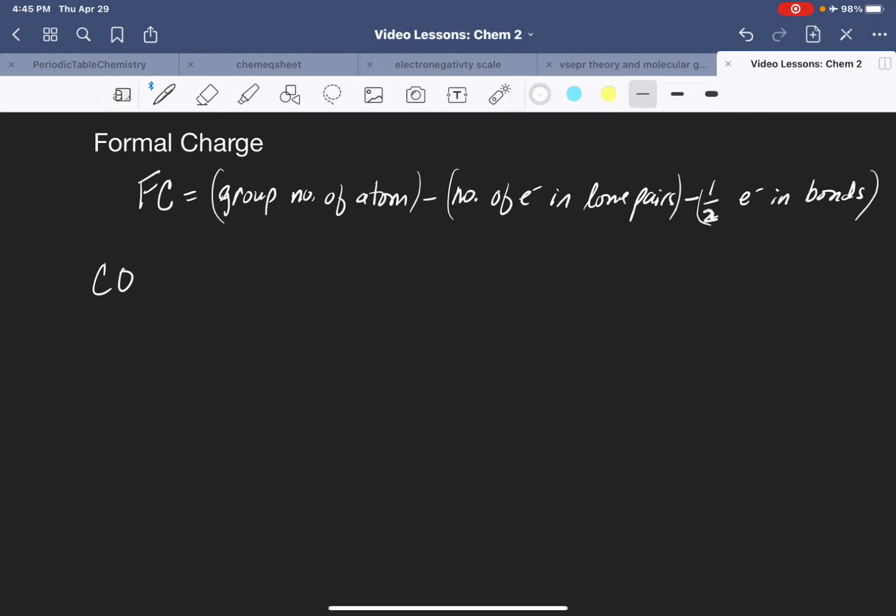So now, let's build this thing. Rule 2 says we need to bond everything together. So we've got carbon bonded to oxygen. Rule 3 says add lone pairs until you satisfy the octet rule. So if we look at this, we can see that we've got 2, 4, 6, 8, 10, 12, 14. That's much greater than the 10 that we said we needed. Remember we said we need 10 electrons total, right?